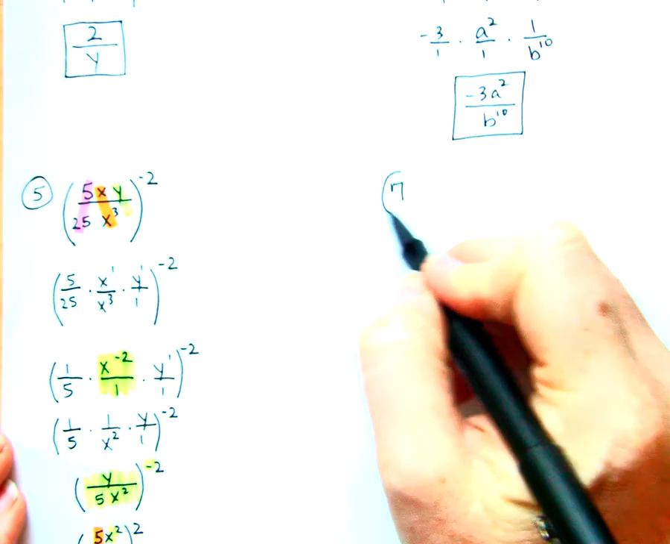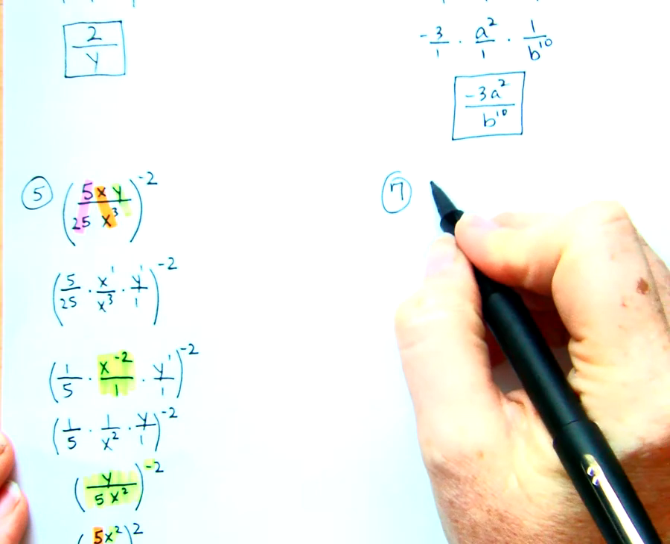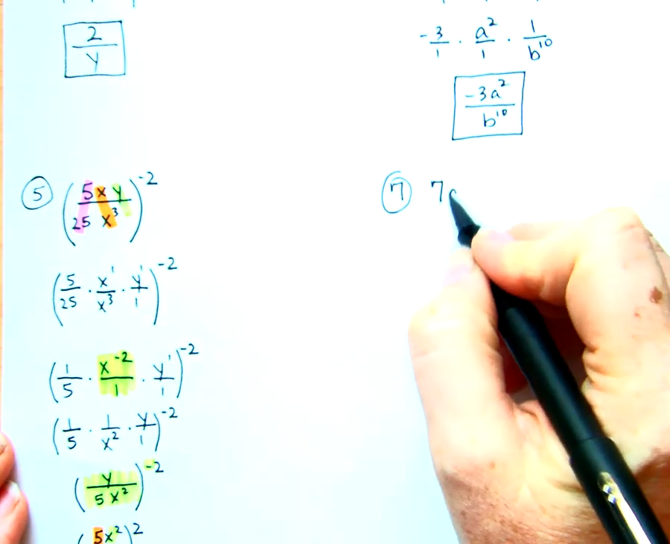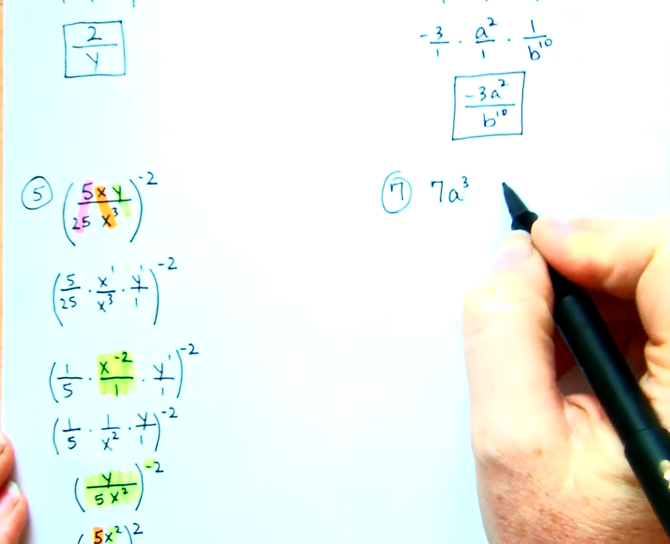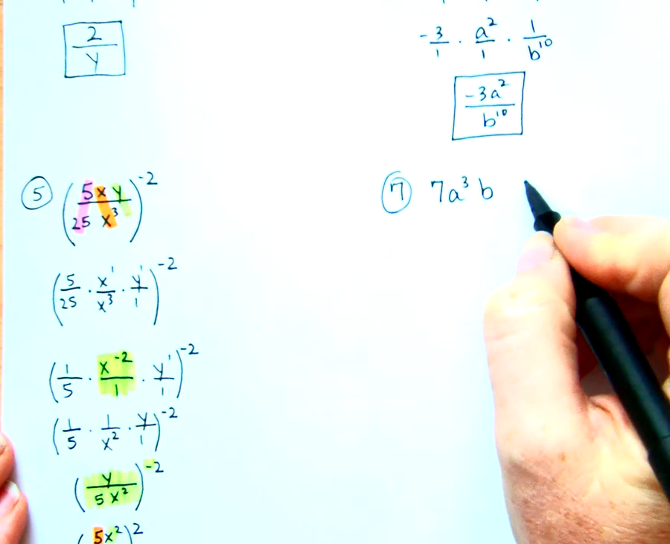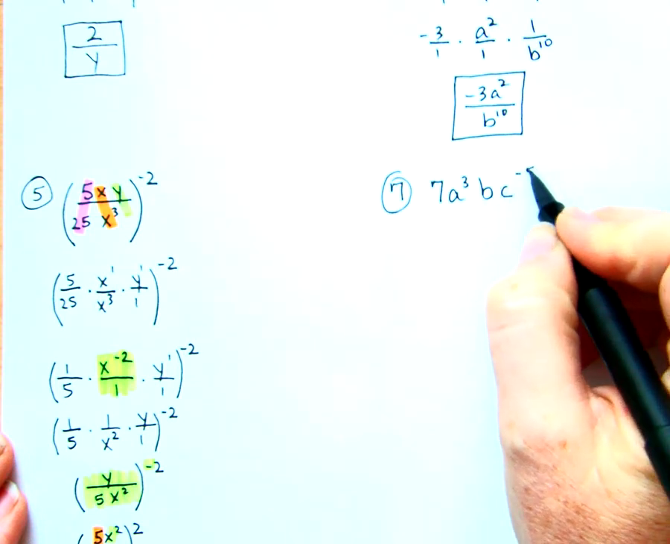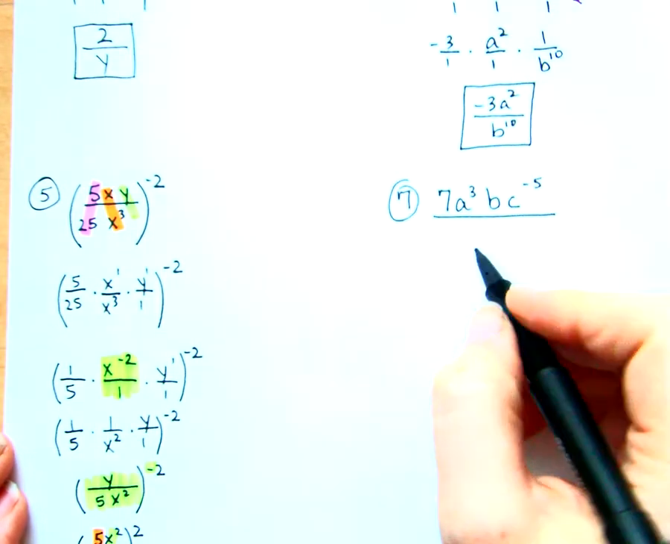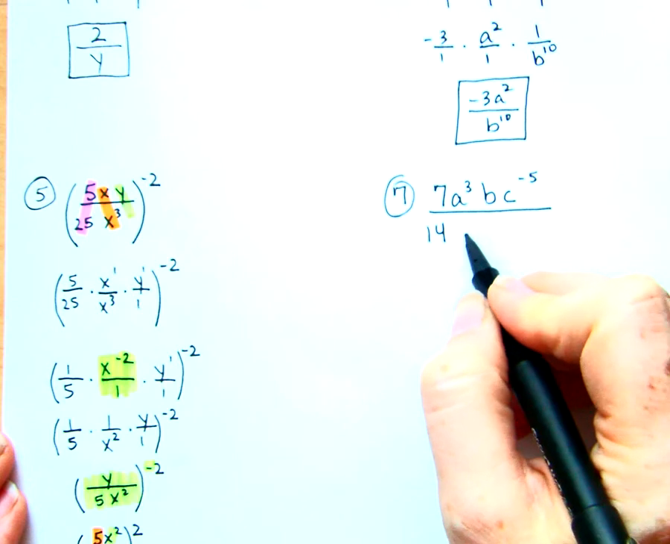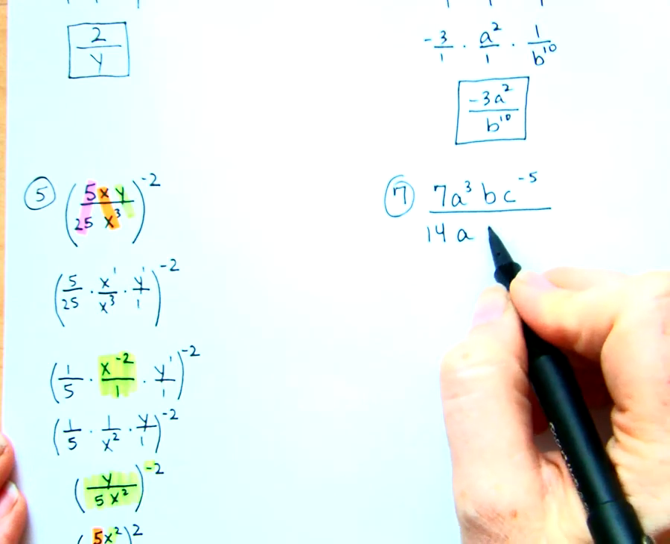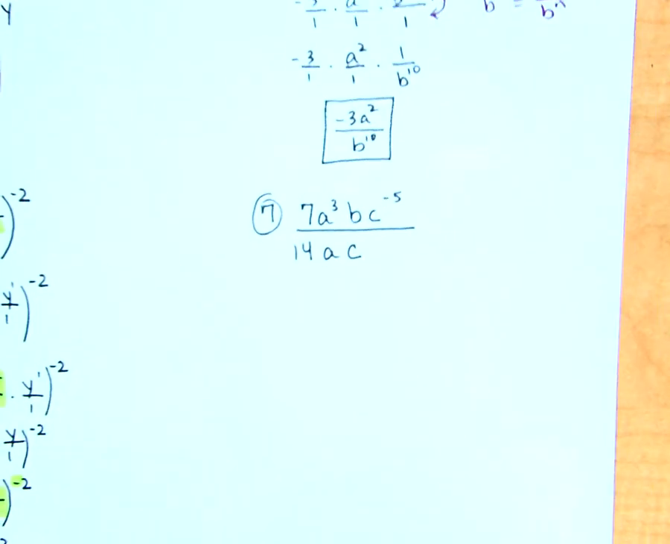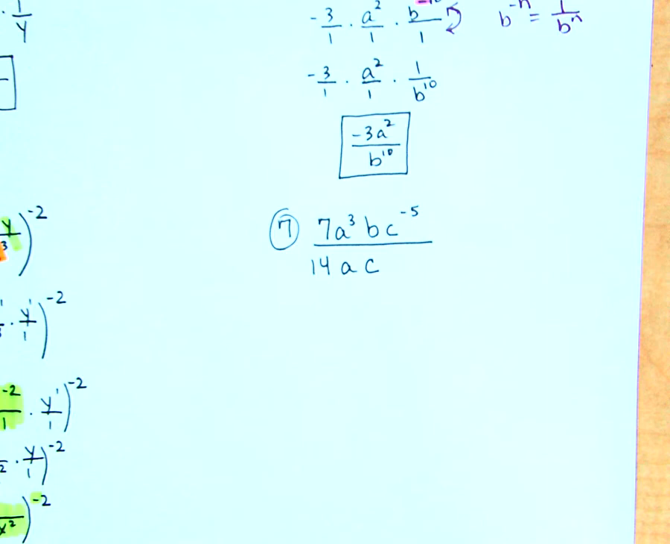Number 7 is 7a to the third b c to the negative fifth over 14 ac. Okay, so no outside exponents this time.